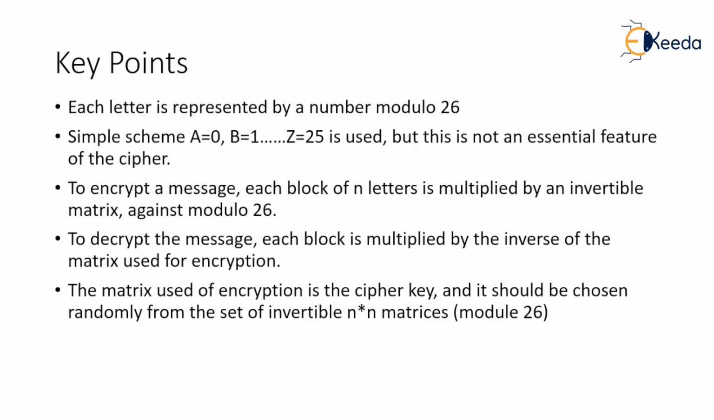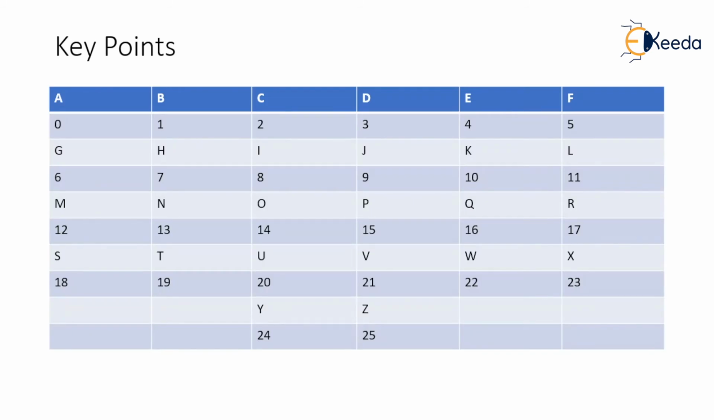In today's scientific calculators, the inverse of a matrix can be easily found without any hassle, but for those who want to know the concept of finding the inverse of the key matrix, I'll be giving you another lecture on that at the end of this module. So the matrix used for encryption is the cipher key here, and it should be chosen randomly from the set of invertible n by n matrices modulo 26. This way we arrange the alphabets and assign the numbers to each and every alphabet from 0 to 25.